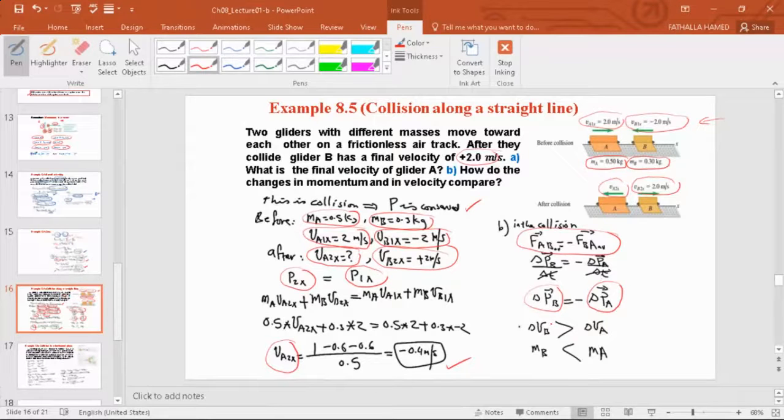Now, if I want to look at the change in velocities, I will find out that delta VB is greater than delta VA, simply because the mass of B is less than the mass of A. So that's a case where you can work it out and start comparing different things. Is this clear? Any question on this?